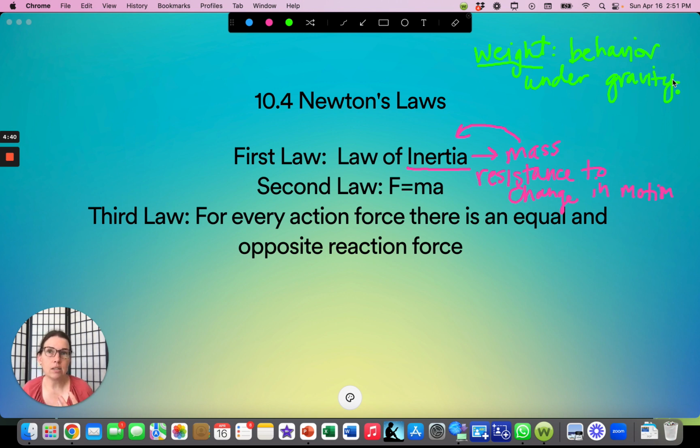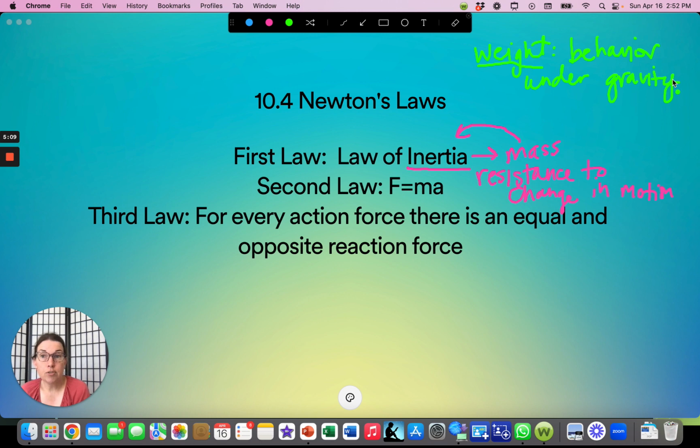And we can measure mass in kilograms. Their mass doesn't change. They have the same resistance to change in motion, the same resistance to force. It's just that their resistance to force under different gravity is what weight is. So that's a difference between weight and mass that I want you to be able to explain. Weight is how masses behave under gravity. Mass is resistance to change in motion across the board, no matter what gravity you're under.